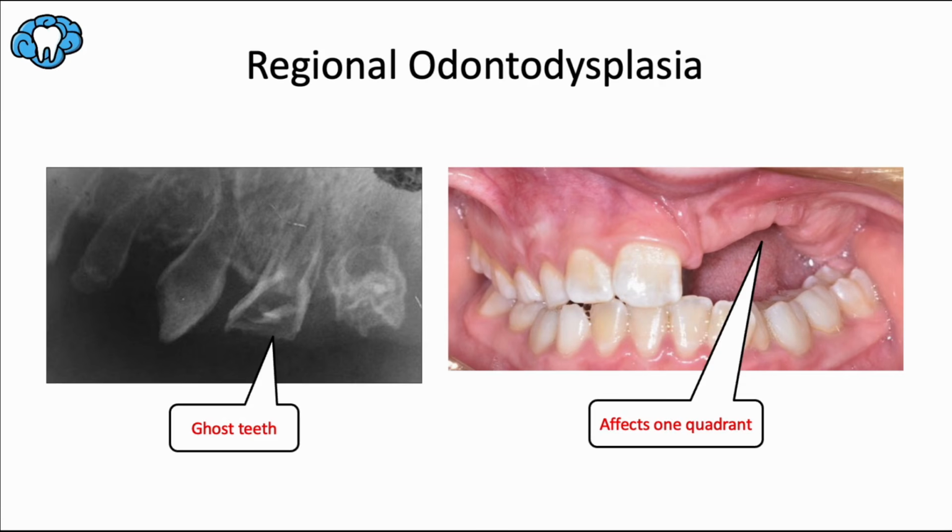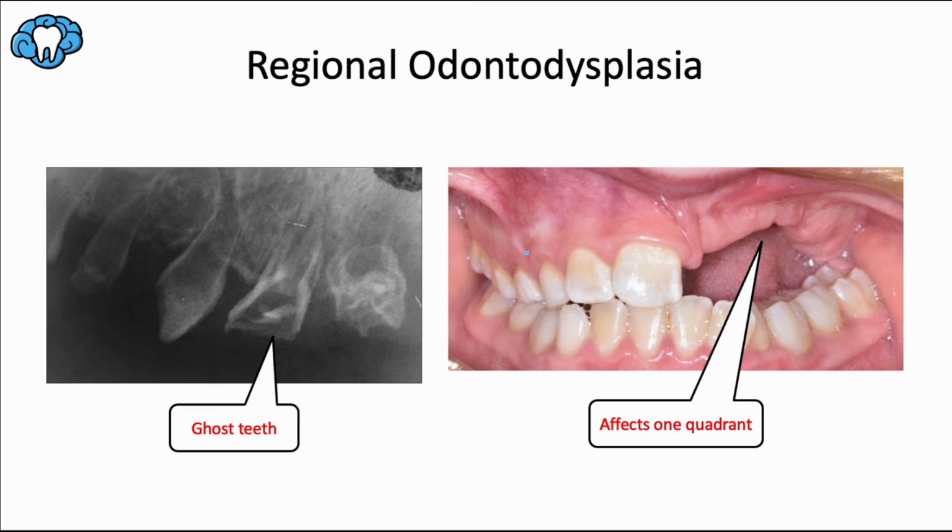And lastly, we have regional odontodysplasia. This is a non-hereditary condition, so it is not genetically passed down. And it also has a very distinct presentation. It affects the ameloblasts, which make enamel, the odontoblasts, which make dentin, and the cementoblasts, which make cementum, but only in one quadrant of the mouth for both dentitions, primary and permanent.